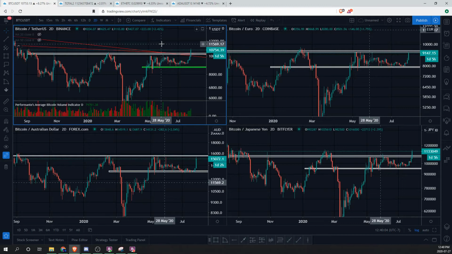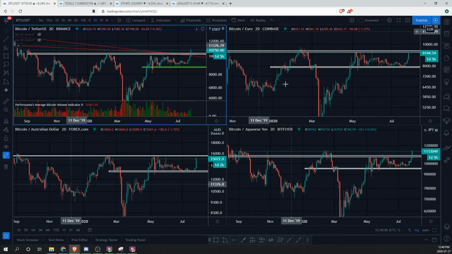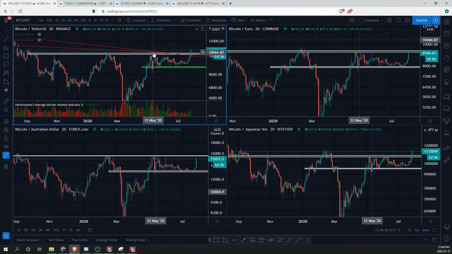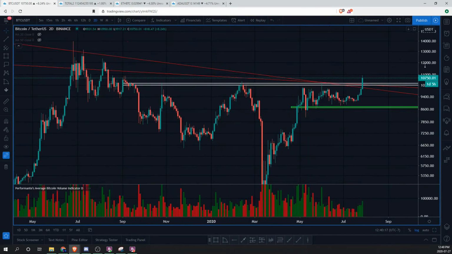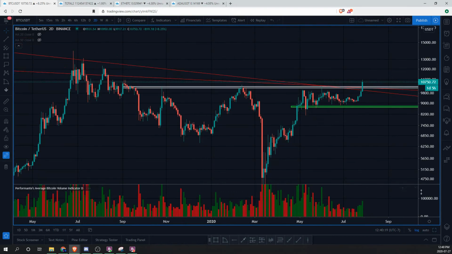So right now, we see a breakout, and we see that it's really broken above the major 10.2K key level of resistance. So really a key structural break for BTC with some volume coming along with it, which is great to see.